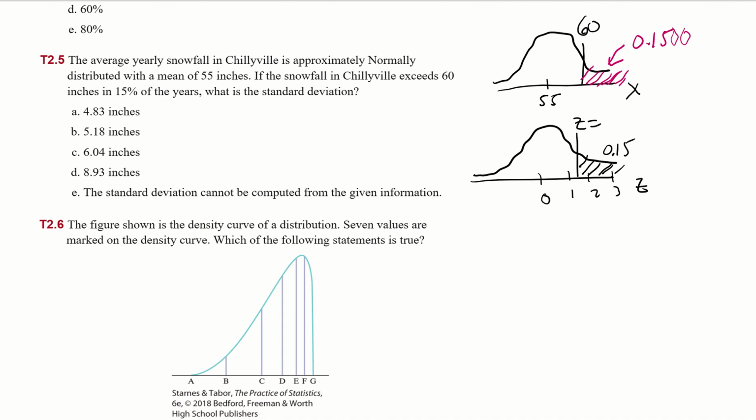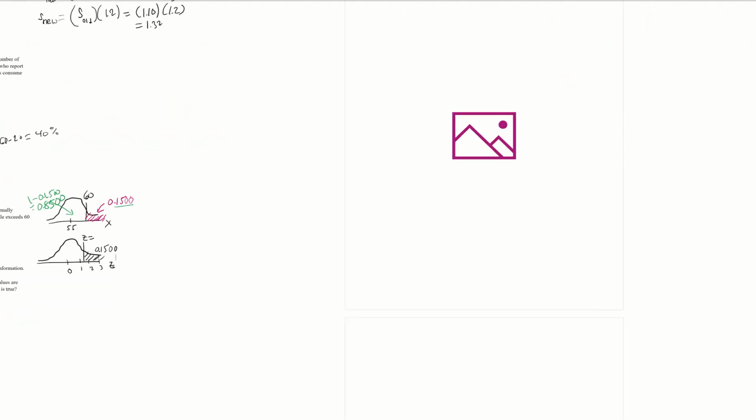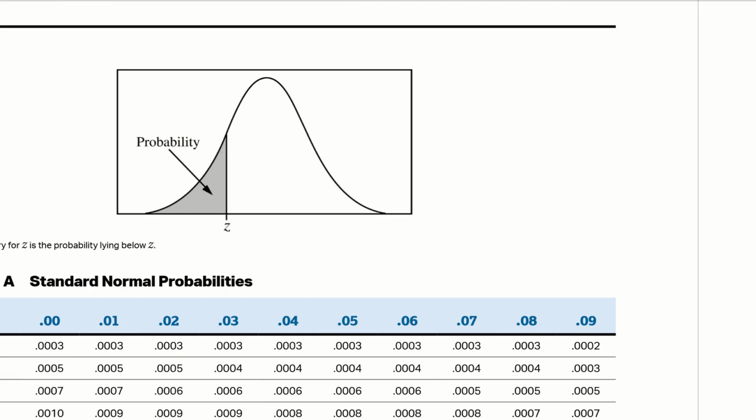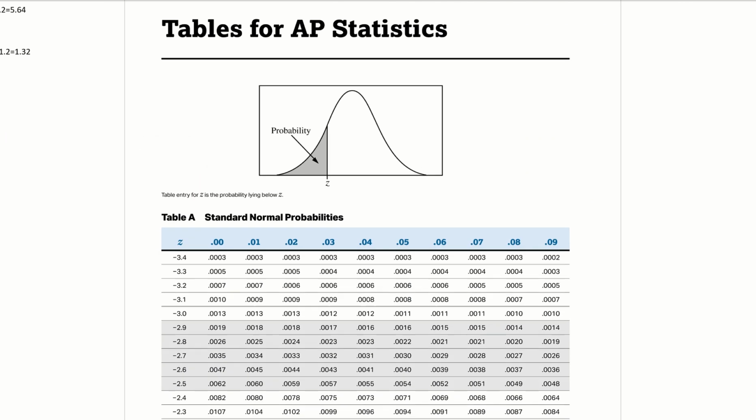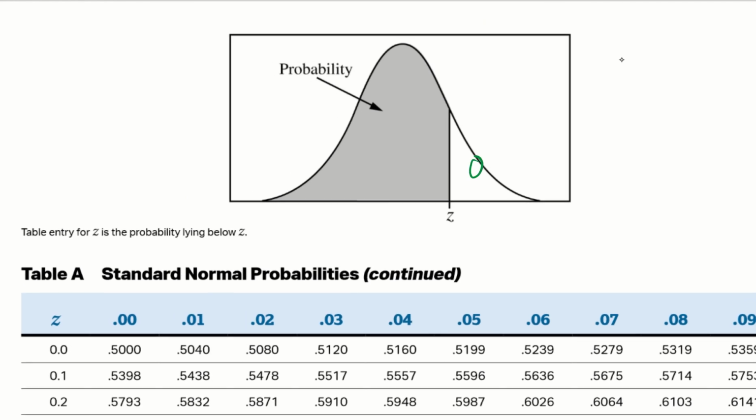In order to do that, we need to look up an area to the left. Well, if this is 15%, then this here is 1 minus that, which is 85%. So 0.8500. The reason we have to look up the area to the left is because we're going to use table A for this. So here is table A. This is the standard normal distribution table. It always gives you the area to the left, and therefore that has to represent 85%. So let's go see that. We're looking at this situation where this is 15% and this is 85%.